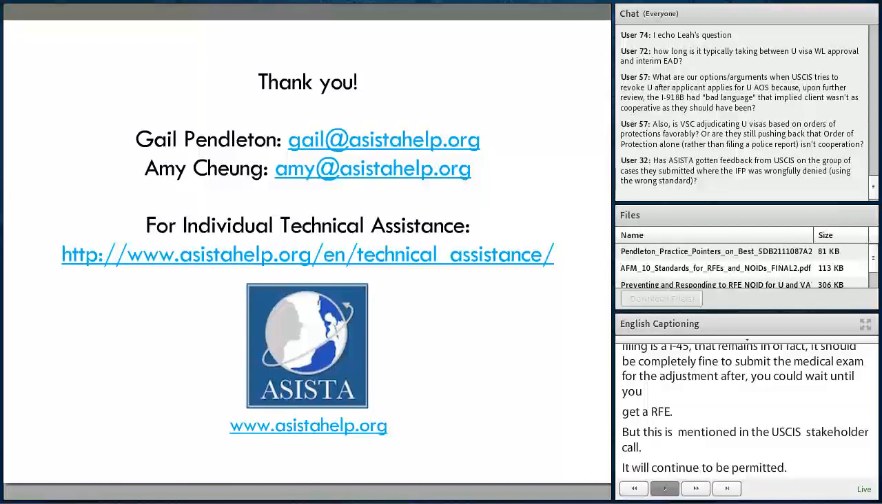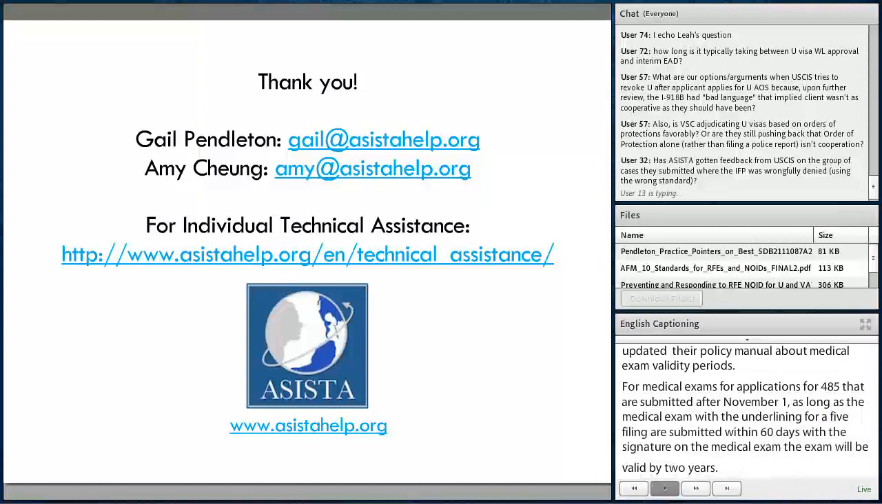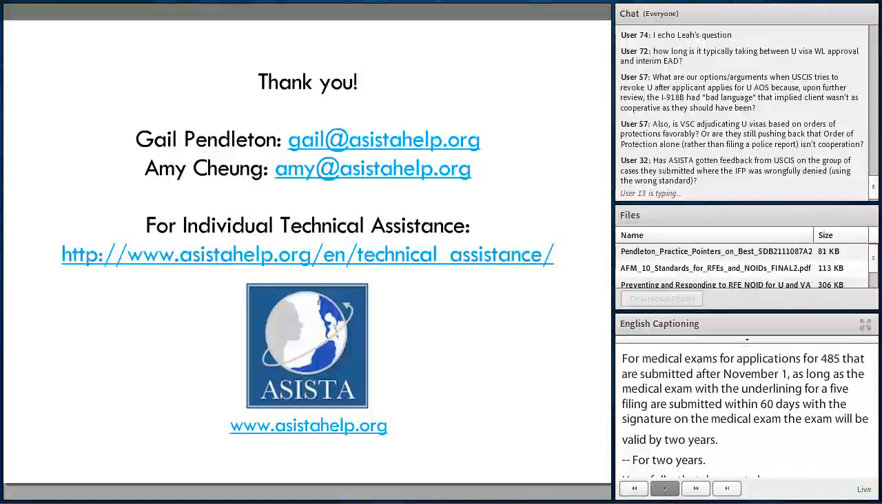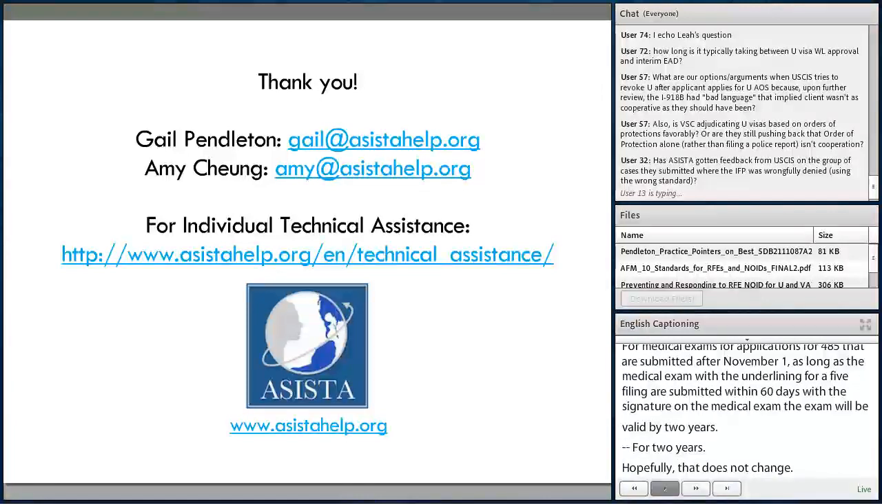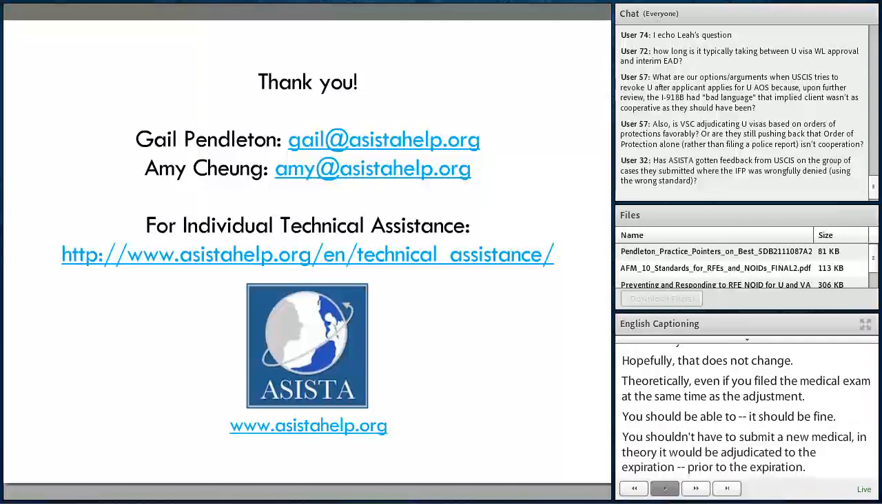The other very recent development is that USCIS just updated their policy manual about medical exam validity periods. For 485s that are submitted after November 1st, as long as the medical exam and the underlying 485 filing are submitted within 60 days of the civil surgeon's signature on the medical exam, the exam is actually going to be valid for 2 years. At this point, most adjustments are being adjudicated well within 2 years. Hopefully that doesn't change. So theoretically, even if you file the medical exam at the same time as the adjustment, it should be fine. You shouldn't have to submit a new medical because in theory the adjustment would be adjudicated prior to the expiration.